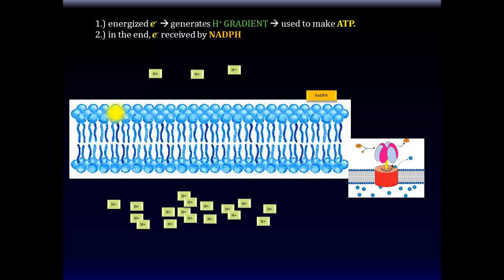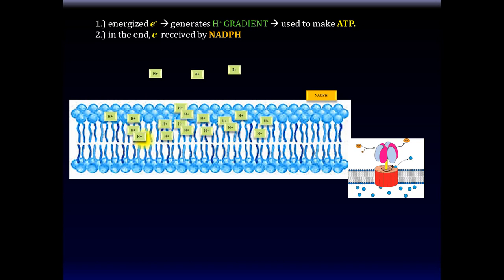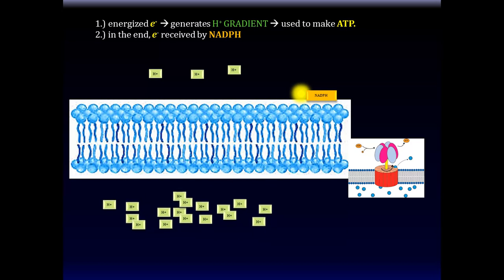Now watch again. As the electron travels across the membrane, it drives those hydrogen ions across the membrane, and that creates a gradient. The final acceptor of the electron here is NADP plus, which accepts the electron and becomes NADPH. Now this is ATP synthase. This gradient is used to drive this pump, this protein that's also in the membrane, and that generates ATP. So that's the big picture.